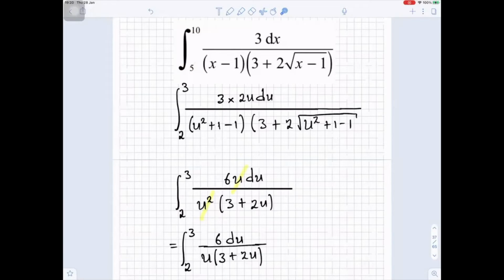Now, what you want to see is 1 minus 1 is 0, so you end up with u squared. And the square root of u squared is u. And we have the 2 there, and we have the 3. 3 times 2 is 6. One of the u at the top will cancel one of the u at the bottom. So you're left with the integral from 2 to 3 of 6 du over u bracket 3 plus u. And that's what you were asked to show.